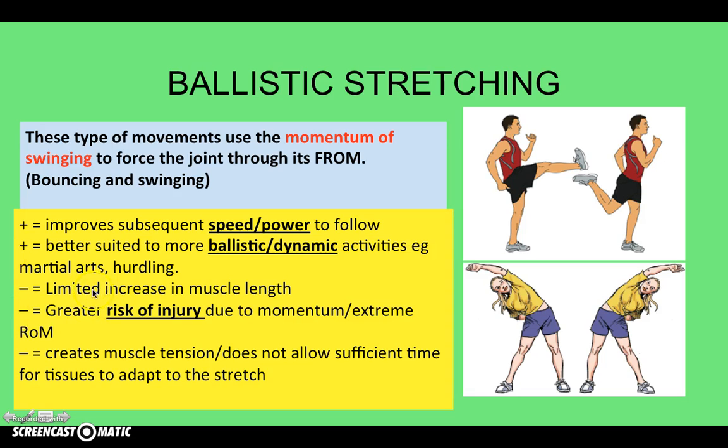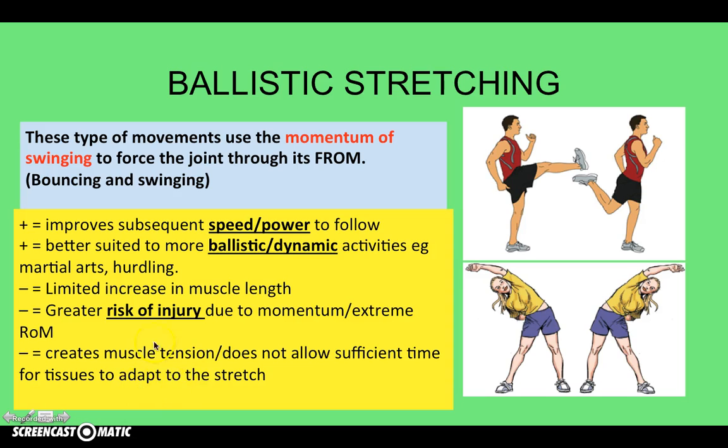Negative is limited increase in muscle length. You don't get much muscle length increasing. It's mainly for this ballistic dynamic activity, you get to increase the speed and power. You have a greater risk of injury, and that's due to the momentum and the extreme range of motion that's going to occur. So when you're swinging your leg really high, potential injuries are muscular strain of your hamstring.